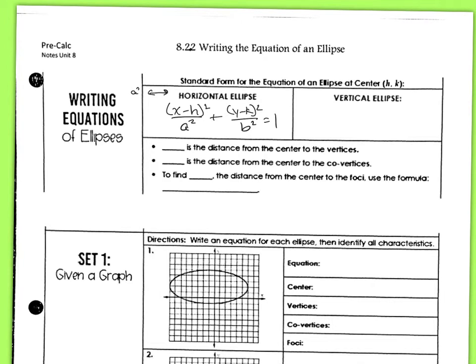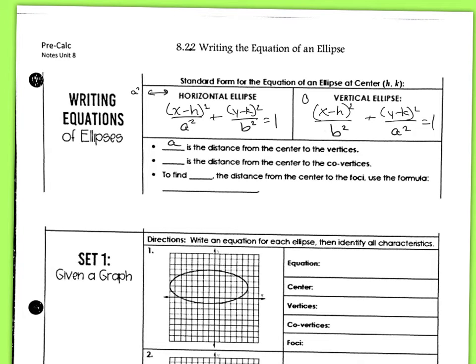If it's a vertical, meaning it opens up and down, runs this way, the numerators, or the top parts of the fractions, remain the same. And what this means is that the bigger one, a squared, runs underneath the y since it goes up and down. That's your major axis. And this will be b squared.